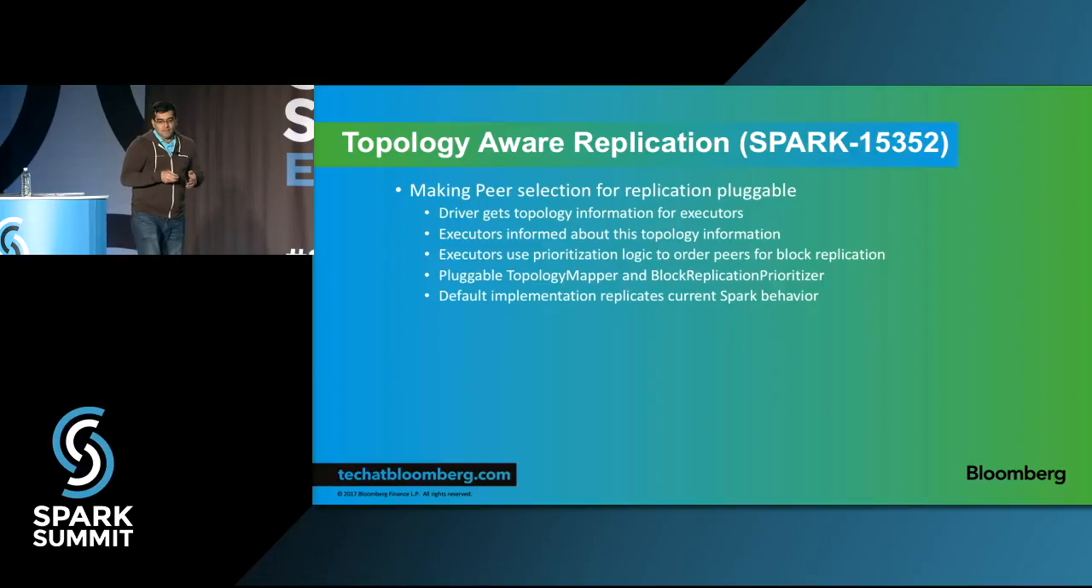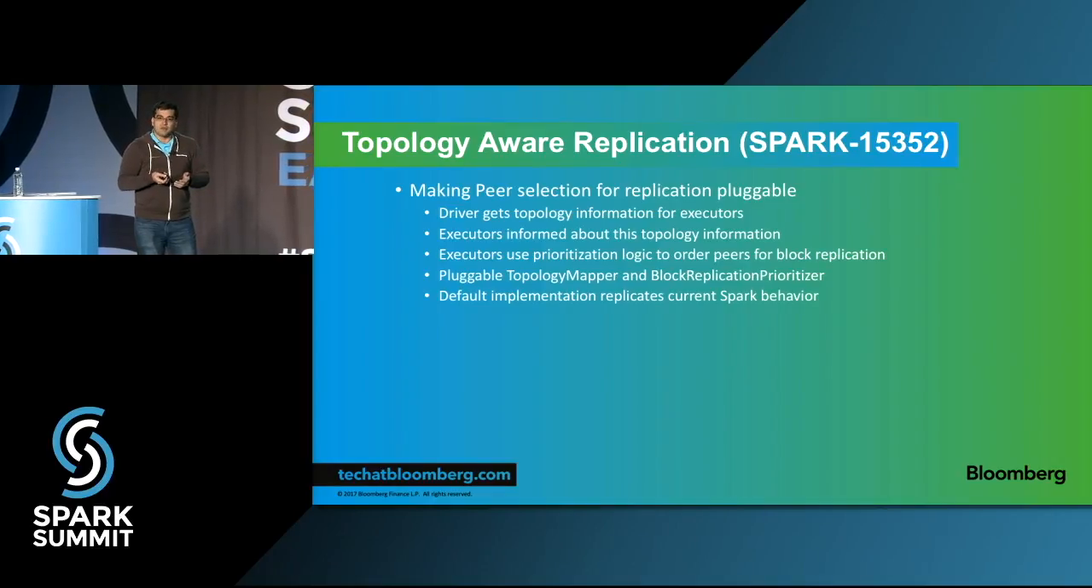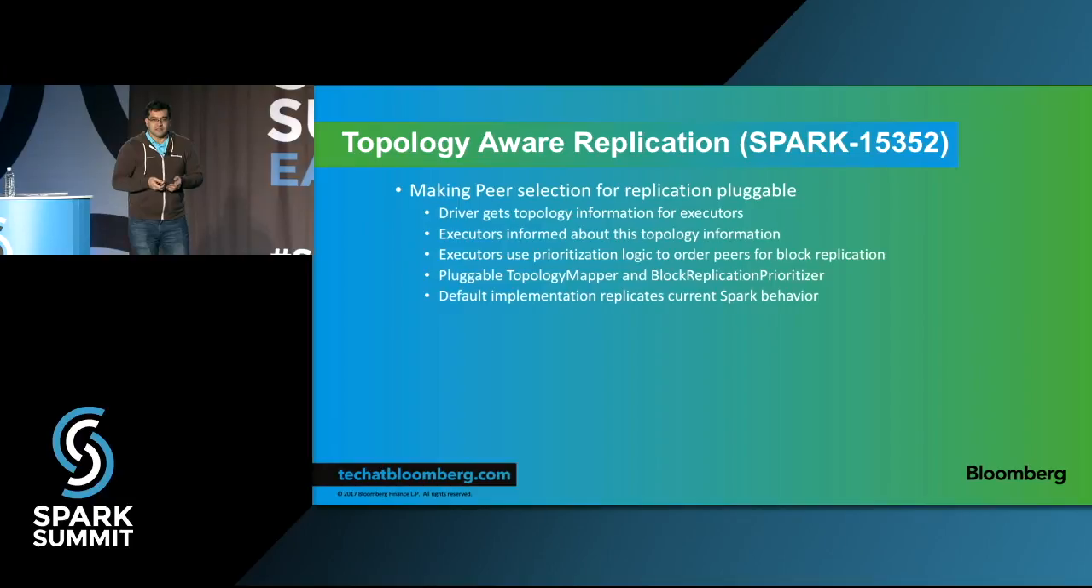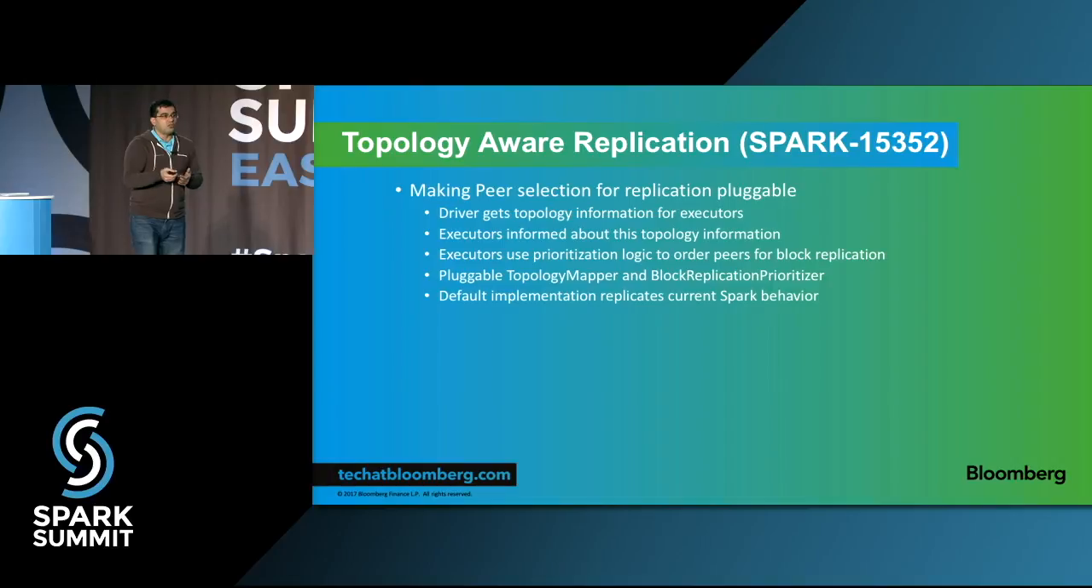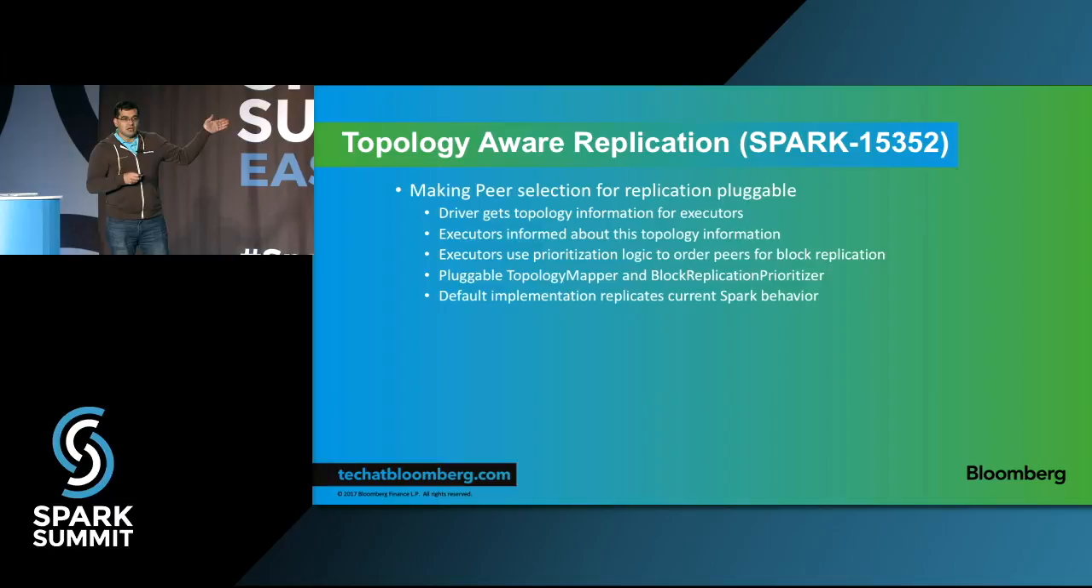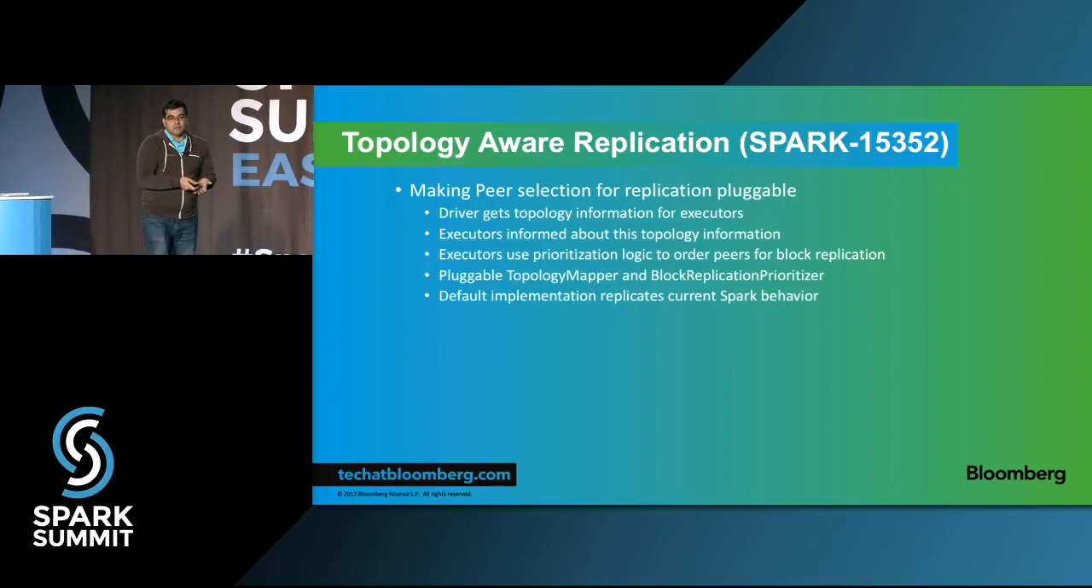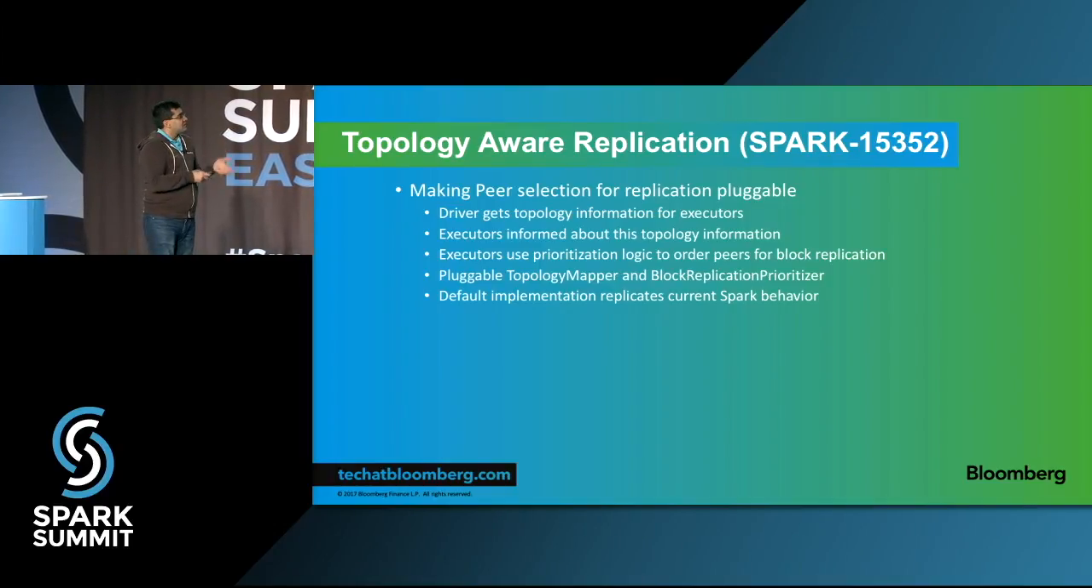We inject a topology mapper. This is something that the driver holds on to. The default implementation, again, is script-based and is very similar to what we have in HDFS, right? So the driver now decorates all executors with topology information. And when an executor, like we saw earlier, asks the driver for the list of its peers, the topology information is now annotated with the list of peers. So the executor can use that information and make a better call on where to place the blocks.